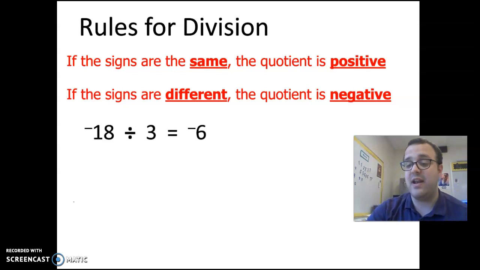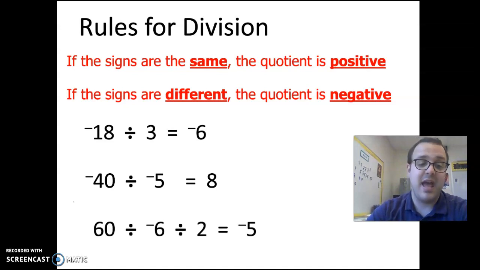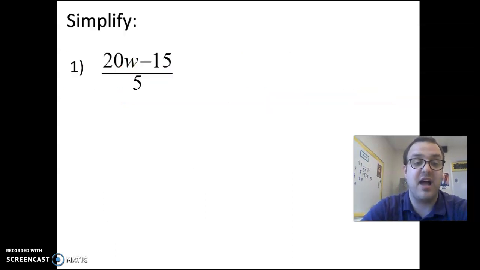So negative 18 divided by 3, that'll be negative. One's positive, one's negative. If they're both negative, it'll be positive. And then even if I have multiple divisions, we're going to use that same thing as before, where do I have an even number or an odd number of things being divided that are negative, and that'll change what my sign's going to be. All right, let's do some examples here.